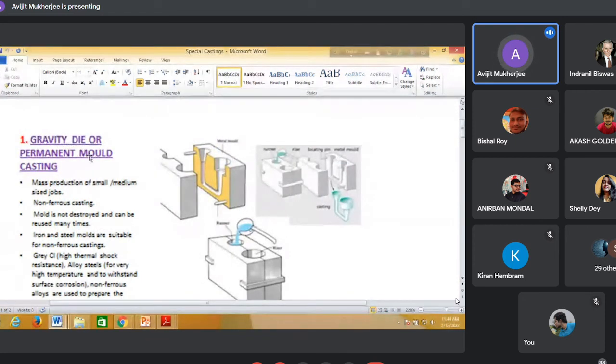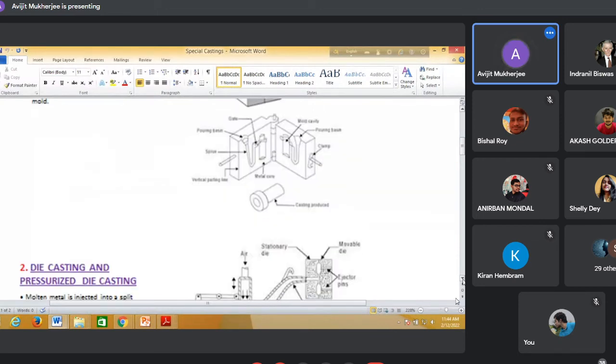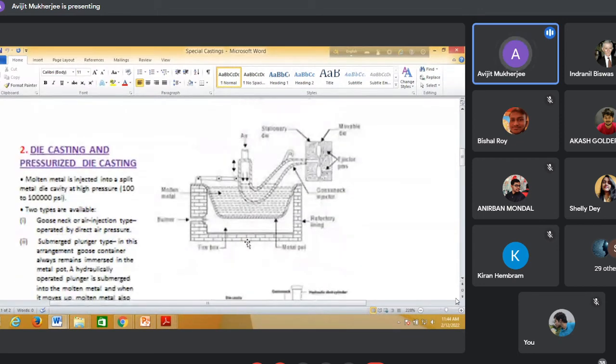Gravity die or permanent mold. Why is it gravity? Because molten metal is flowing by virtue of the gravitational force of attraction. But when again a permanent die is used, not by virtue of gravitational force but by forcing the material into the die, that is pressurized die casting.